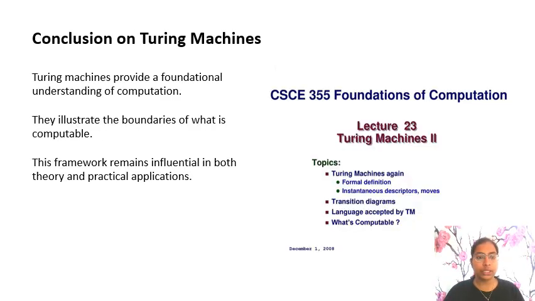Conclusion on Turing machines. Turing machines provide a foundational understanding of computation. They illustrate the boundaries of what is computable. This framework remains influential in both theory and practical applications. Topics: Turing machines again, formal definition, instantaneous descriptions, moves, transition diagram, language accepted by Turing machines, what is computable. These are the things we have discussed in this video.